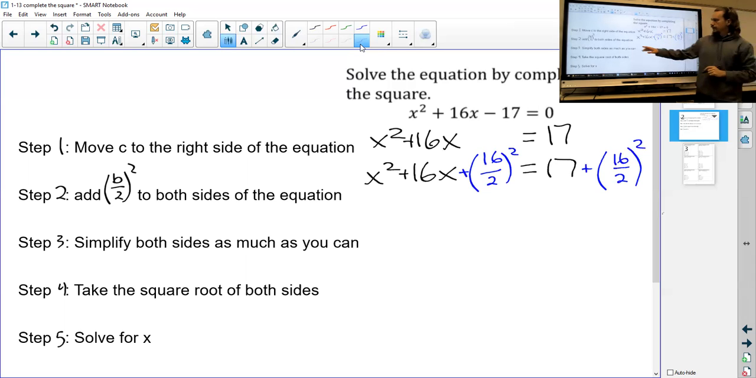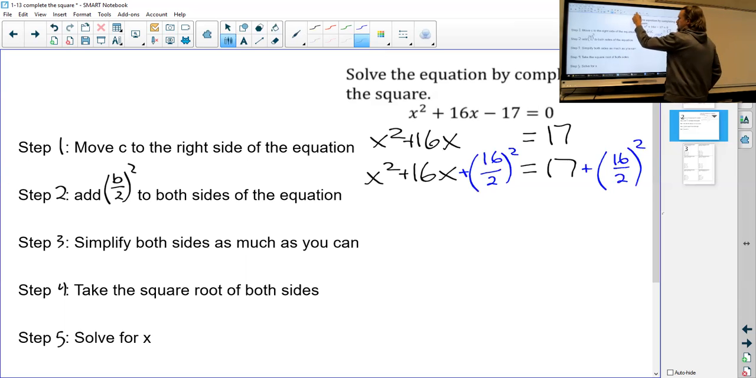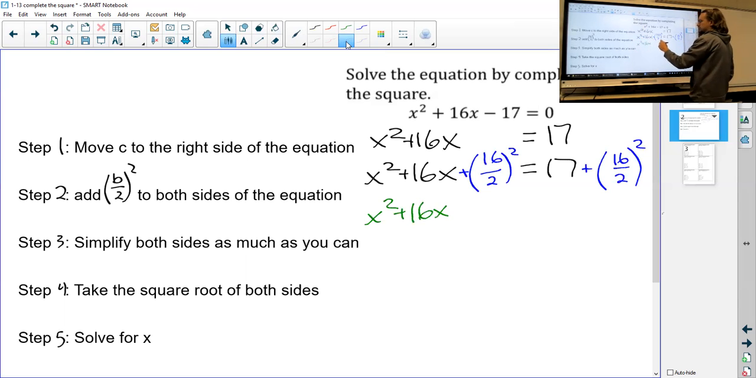Okay? Step 3, simplify both sides as much as you can. This is when we're going to do that now. So I want to simplify as much as I can. So I'm going to put x squared plus 16x.